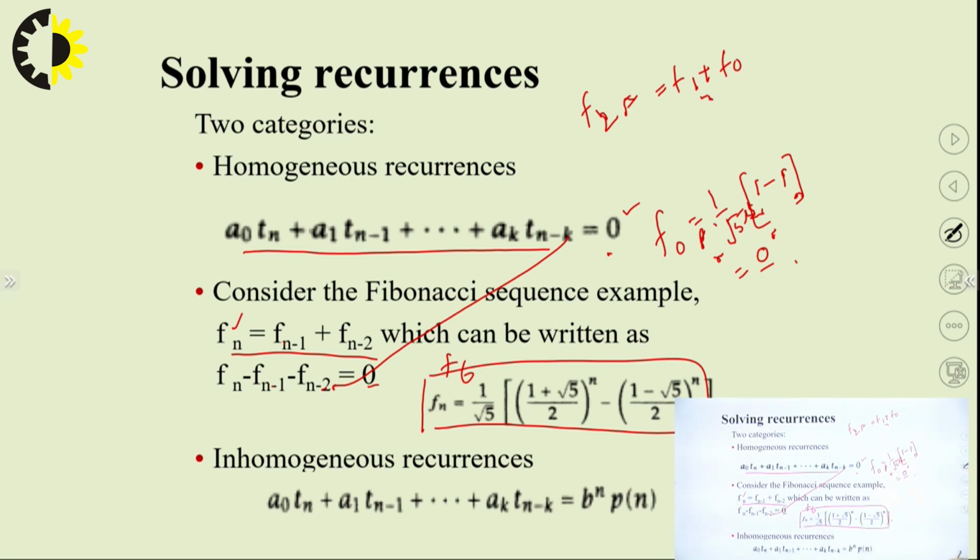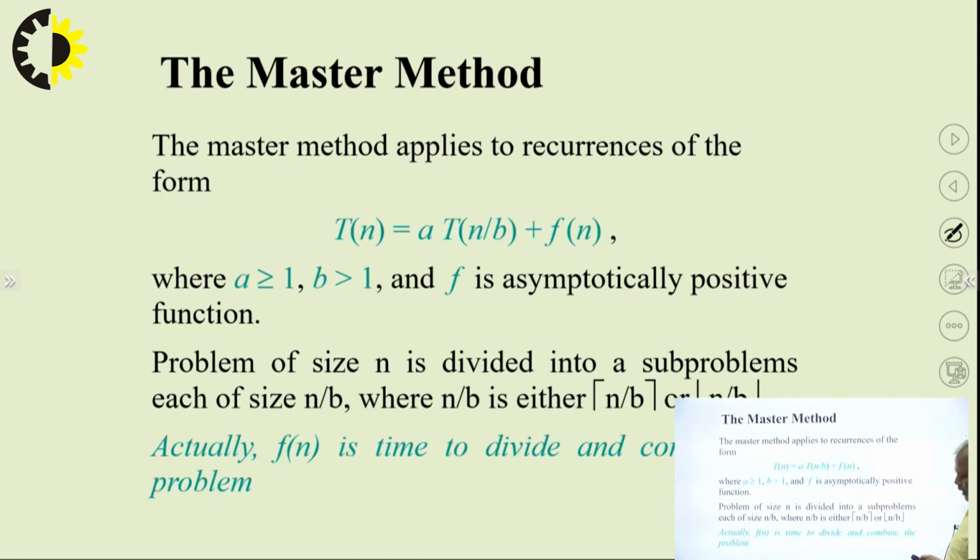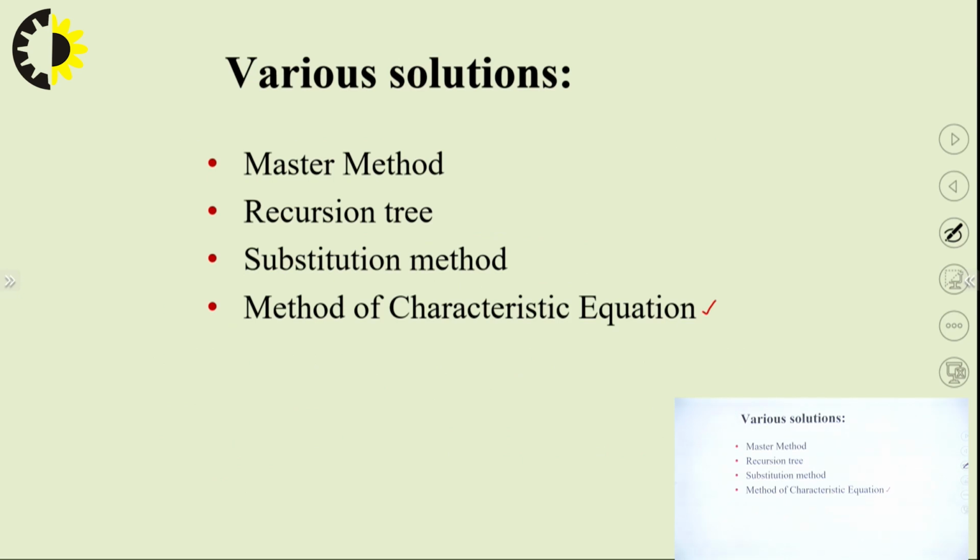The second category is inhomogeneous recurrence, where the right hand side of the recurrence relation is not 0. We are going to solve both kinds of recurrences. Various solution methods are there: first is the master method, second is the recursion tree, third is the substitution method, and fourth is the method of characteristic equation. Among all of these, the master method is very popular, and the recursion tree is also a very popular method.